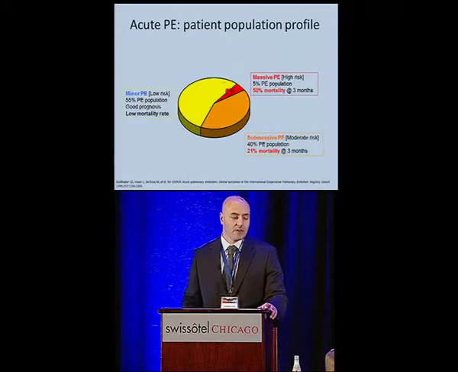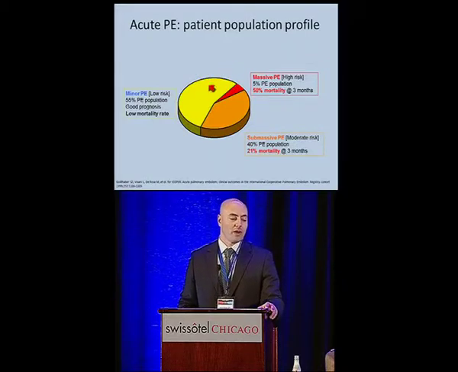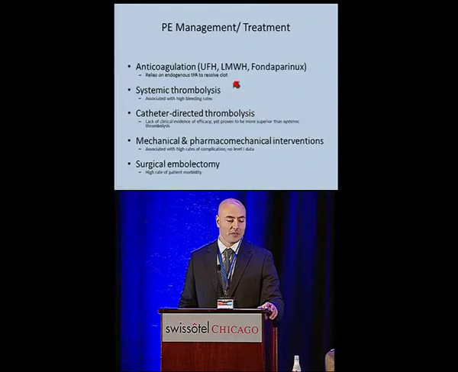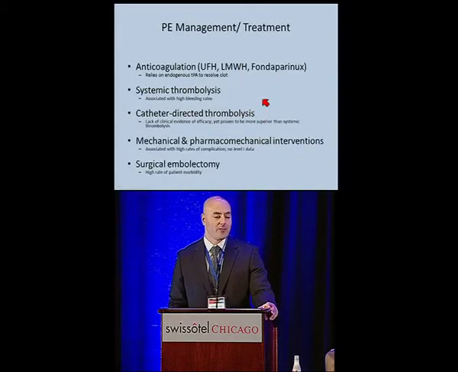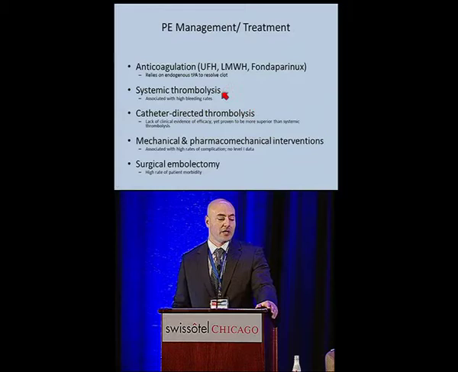And so if we look at the patient profile, the minor PEs, we said, have a lower mortality rate. The massive PE, a much higher mortality rate at 3 months, and submassive is about 20%, relatively speaking. So the treatment options we have for the management of these patients: we have anticoagulation either with unfractionated heparin, low molecular weight heparin, or factor Xa inhibitors. But they actually rely on endogenous TPA to resolve the clot that's in the pulmonary arteries.